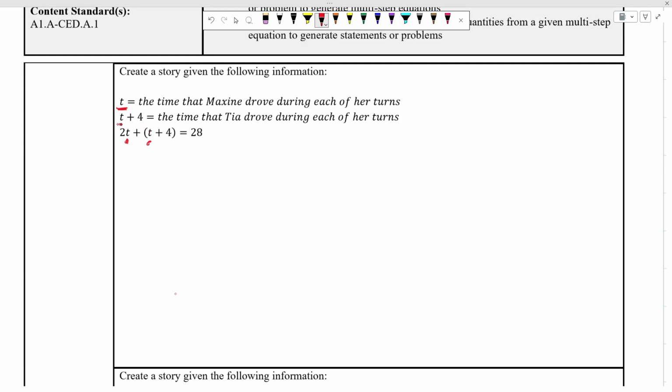They're also telling me that when I see this whole thing, specifically, that is the time that Tia drove during each of her turns. Okay, so pause the video, think about a scenario in which you can put a real story together about this or make sense of the information that's happening. Pause the video real quick, see if you can come up with something. There's a few different directions you can go with this, so I'm curious to see what you come up with. Take a second.